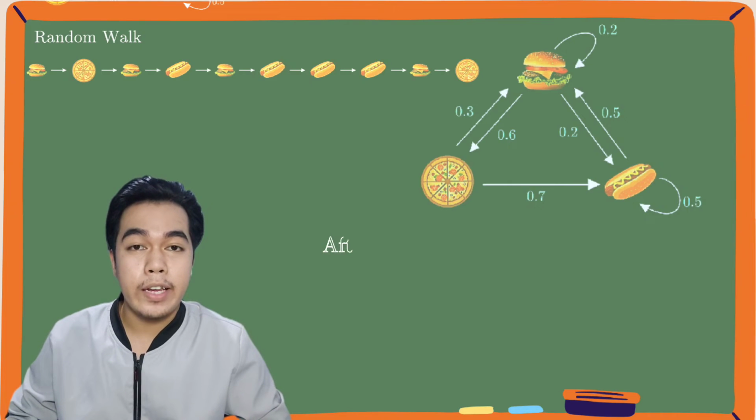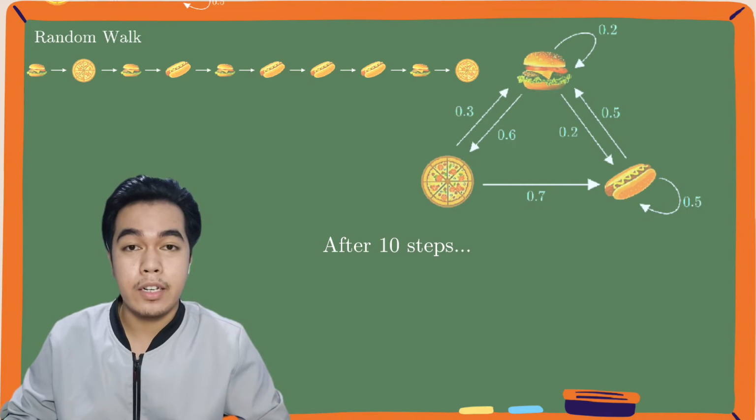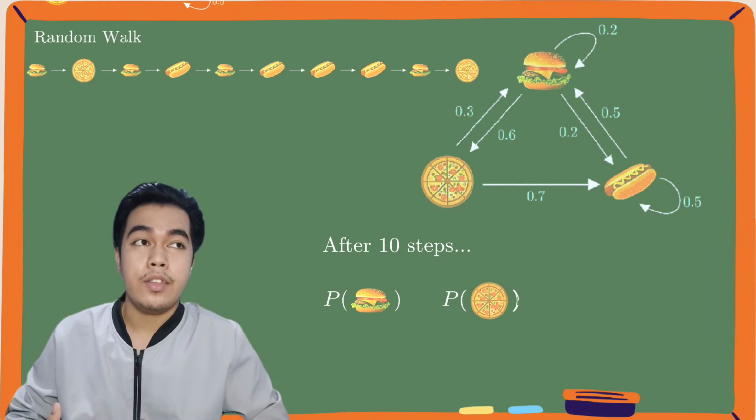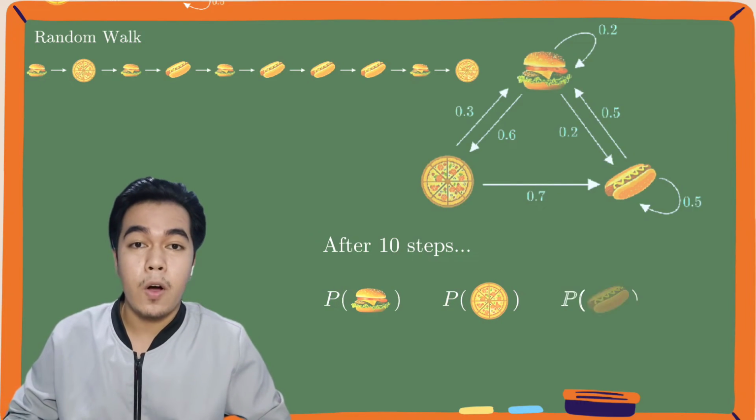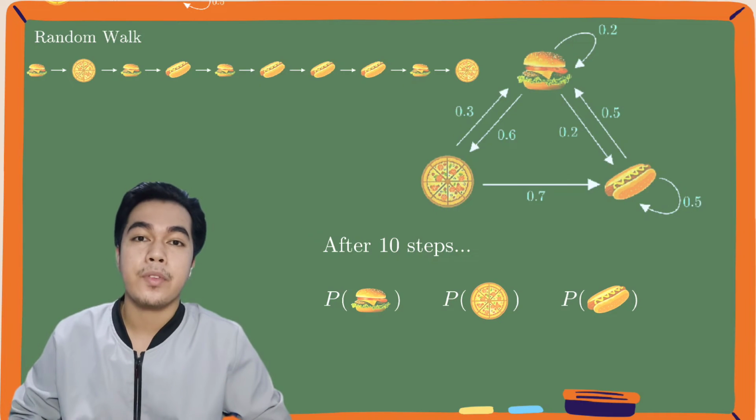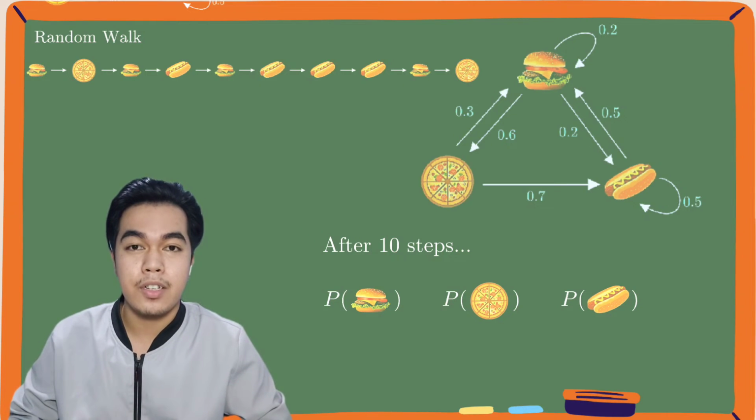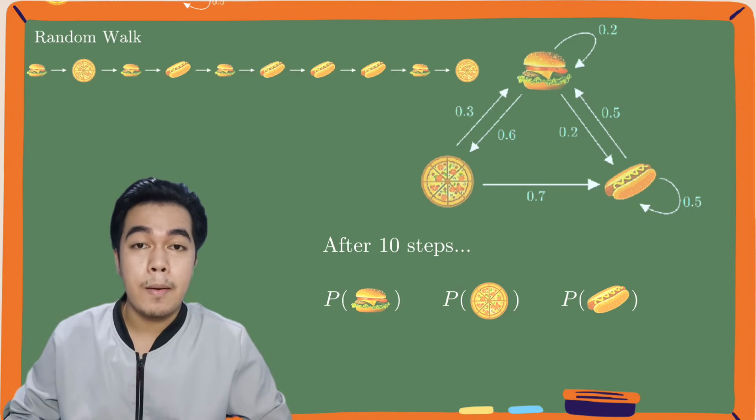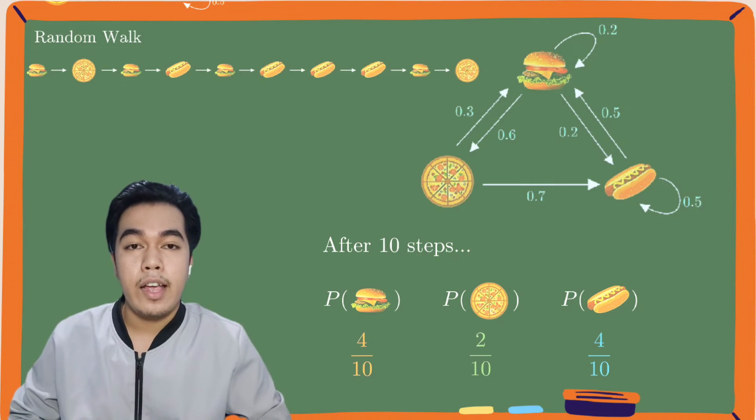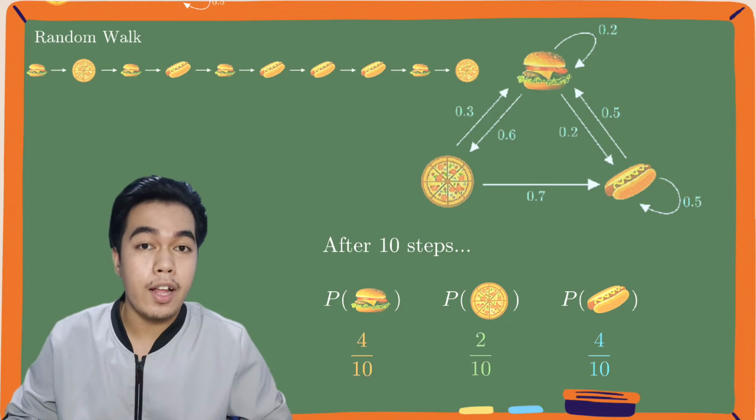Now we are going to find the probability corresponding to each of the food items, aka the probability distribution of the states. Well, it's pretty simple. Just divide the number of occurrences of the item by the total number of days. For hamburger, it's 4 upon 10. For pizza, it's 2 upon 10. And it's 4 upon 10 for hot dogs.